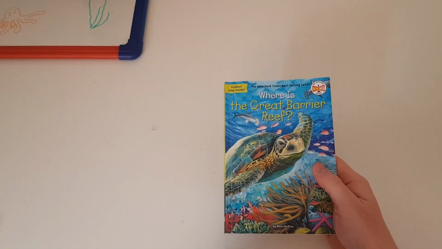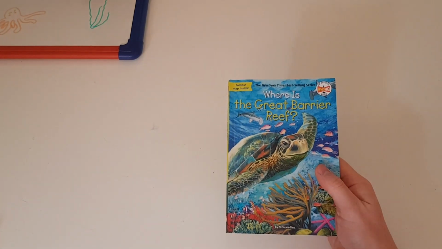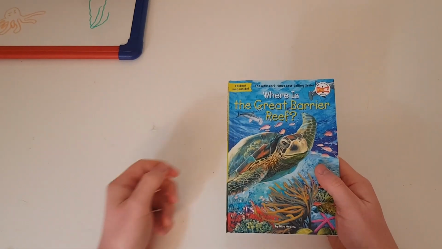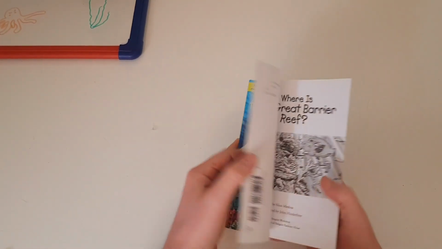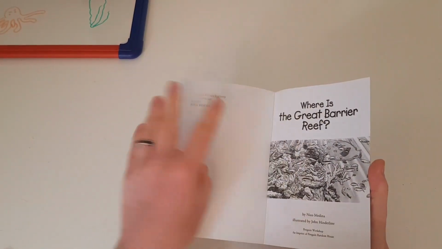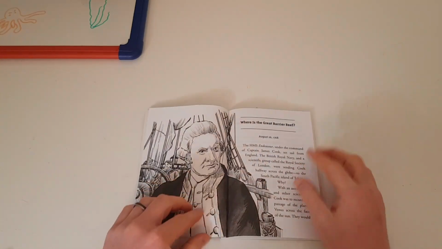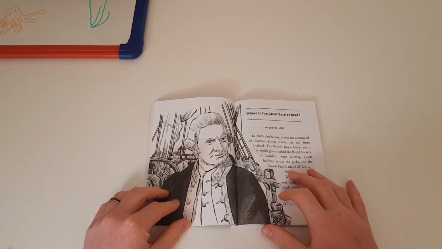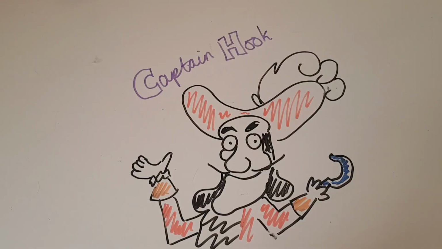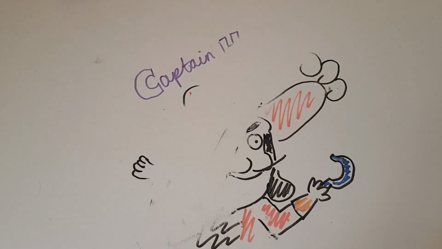Right at the start of when we closed the school down and I started posting things online, I started doing comprehension from this book, and the first chapter is Where is the Great Barrier Reef, and it's all about this fella here, Captain James Cook. Careful, not Captain Hook, Captain Cook.